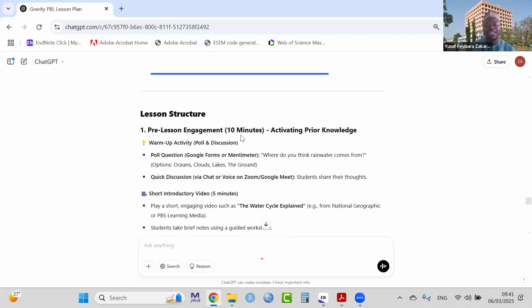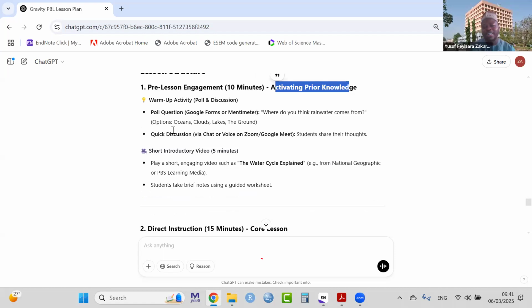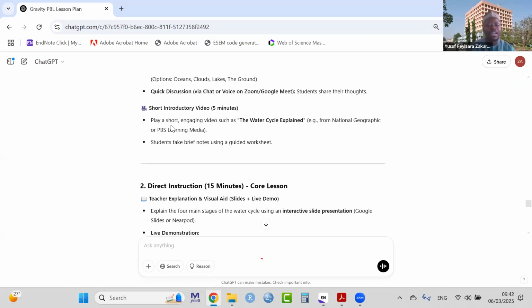All right, lesson structure. So you can see some pre-lesson engagement where you are going to activate their prior knowledge. So warm-up activity or icebreaker. You can start with a kind of quiz or a poll. You just say, okay, where do you think rainwater comes from? You can put some options: ocean, clouds, lake, and the ground. Then people will start picking the answer. Don't be surprised, some people will pick wrong answers. Even if you run the poll here now, some of you may also pick wrong answer. Then you can easily discuss that in Google Meet, and then you are fine.